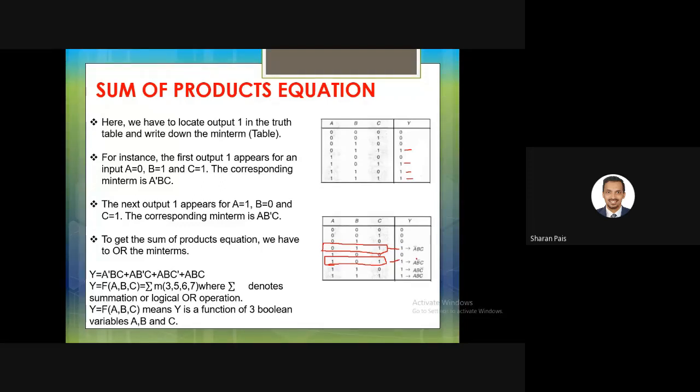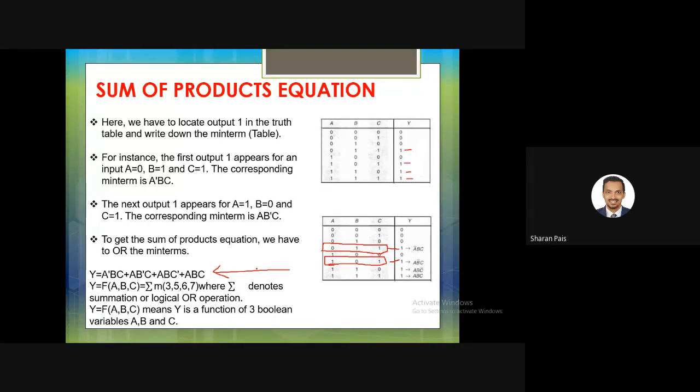So what is the equation? Equation is OR operation of all this. This is your equation. You can see how the equation you can form for a circuit. The Y output equation is A bar BC plus AB bar C plus ABC bar plus ABC.